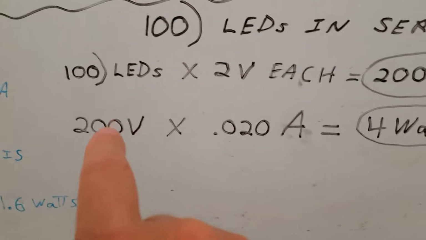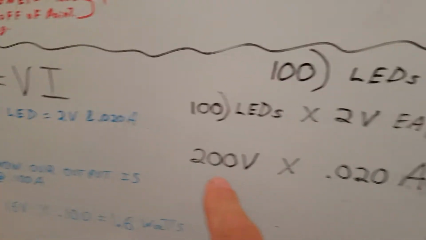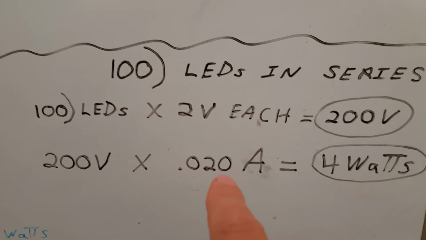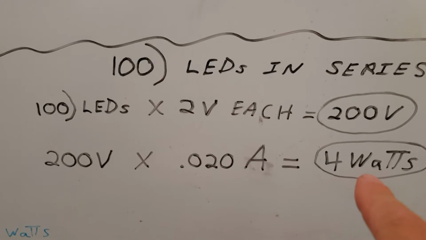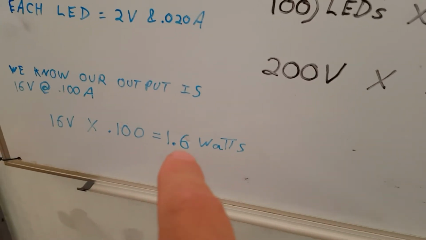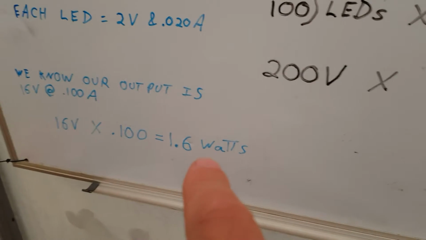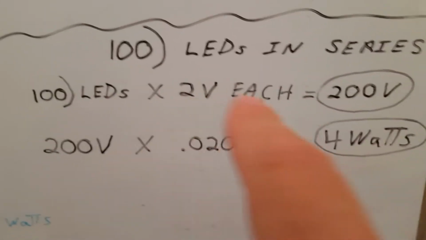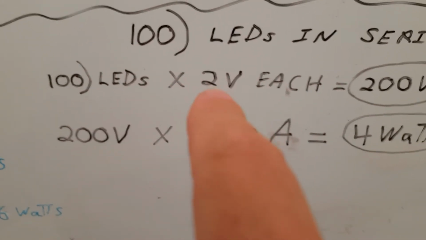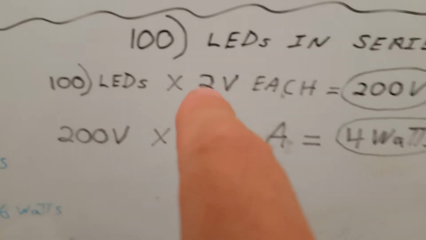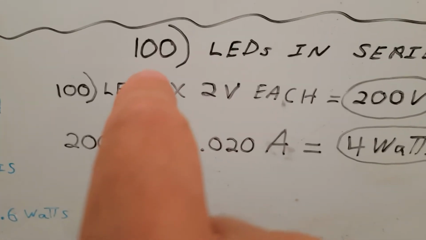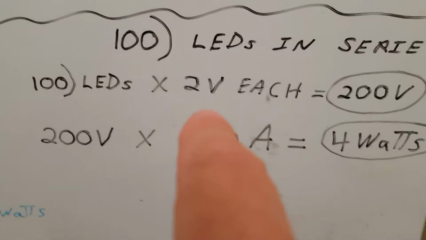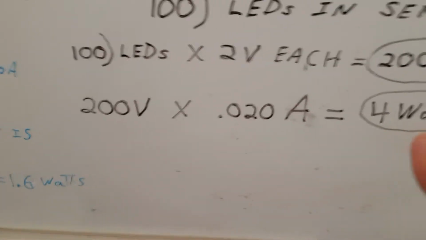So now, power equals voltage times current. 200 volts, now we have, times 0.02 amps, equals 4 watts. Our input is 1.6. We're getting 4. Now, again, I'm figuring low voltage, and I'm only figuring 100 LEDs. I'm going to have a lot more than that. So, I mean, we're talking more than double.